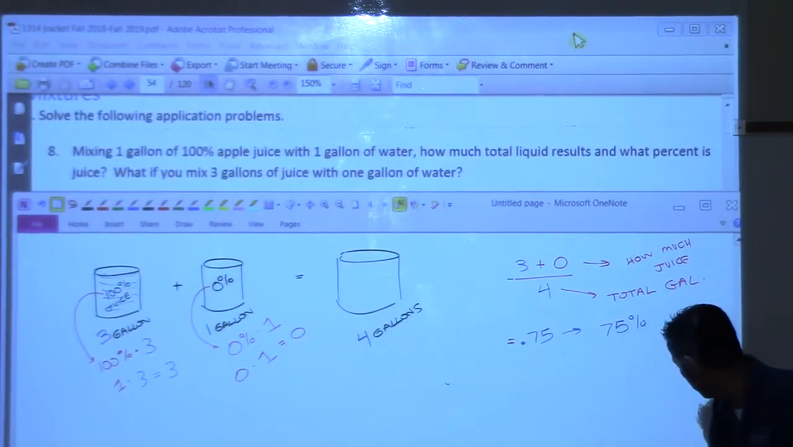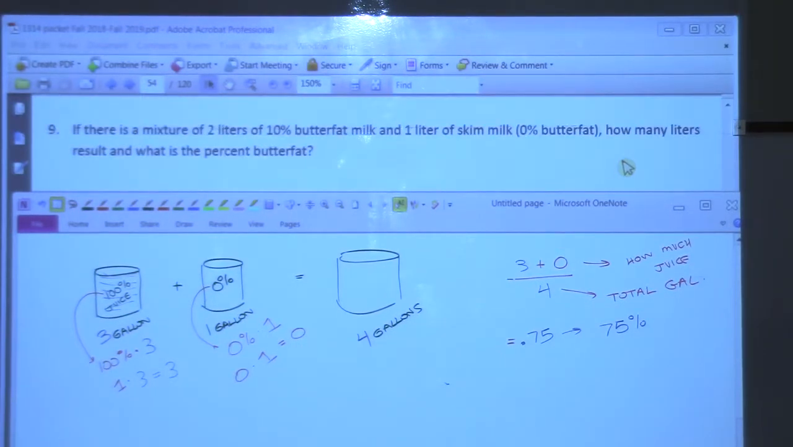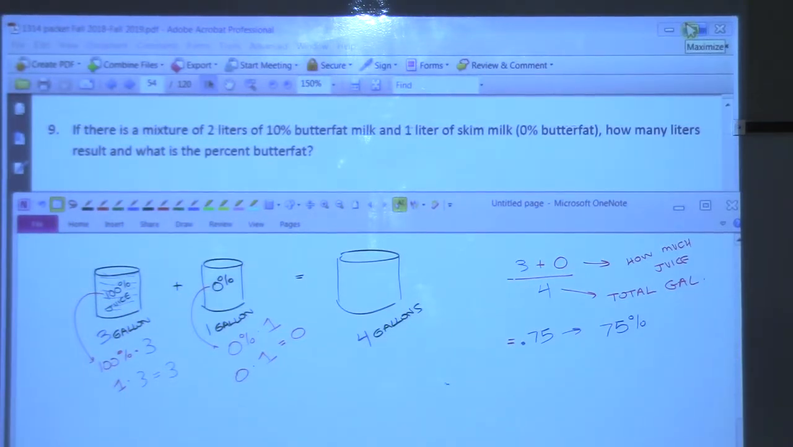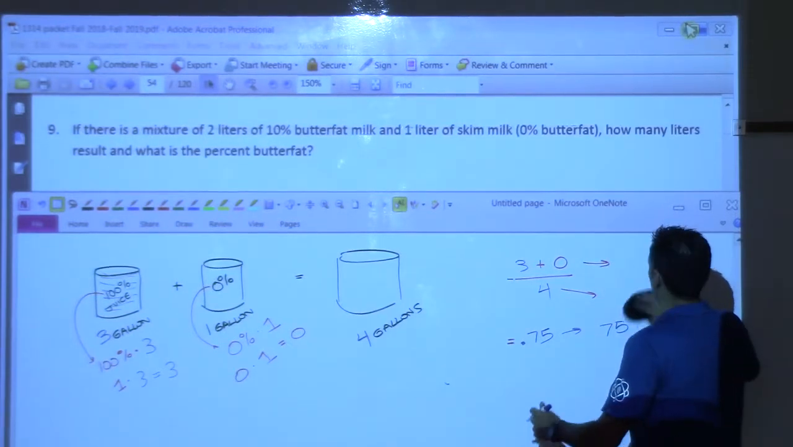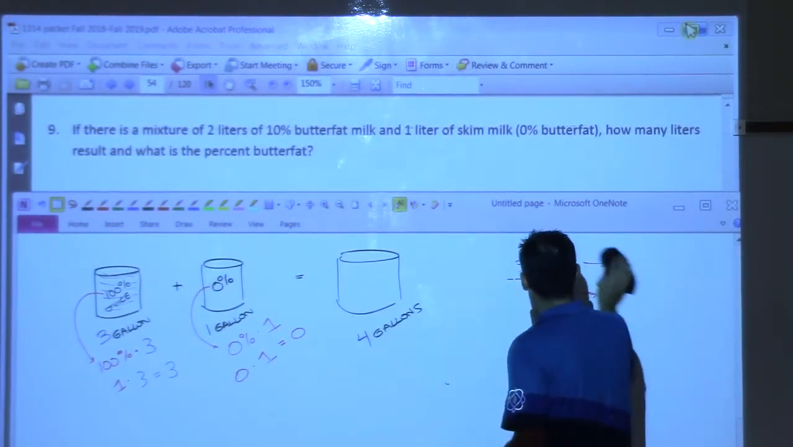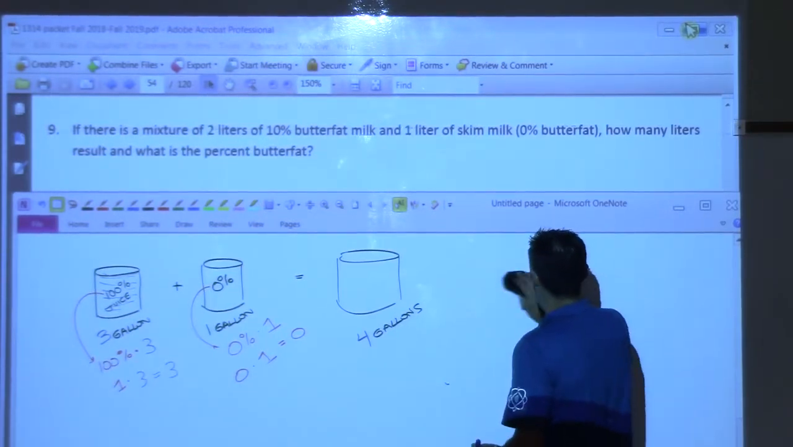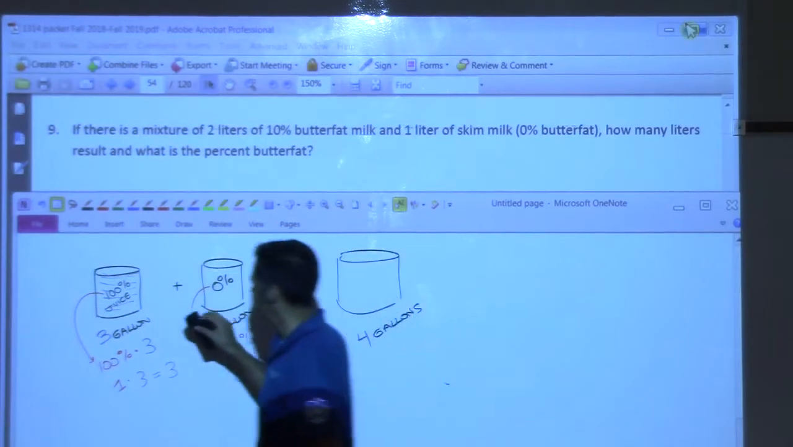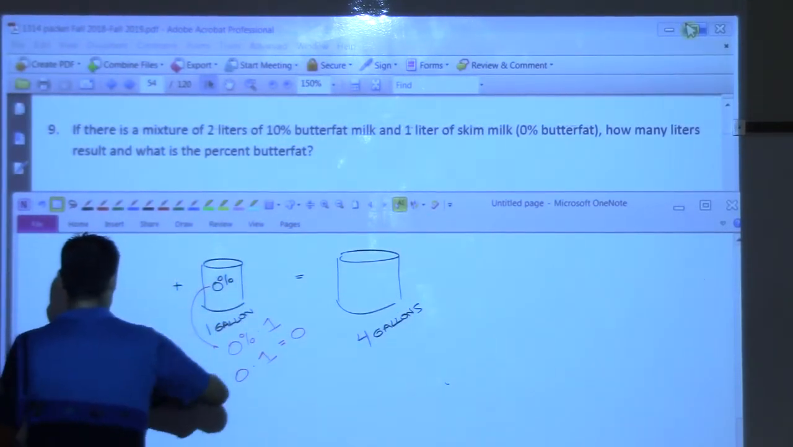Now let's do another one, because that first one is kind of basic. All right. If there is a mixture of 2 liters of 10% butterfat milk and 1 liter of skim milk, which has 0 butterfat, how many liters result and what is the percent of butterfat? Okay, so basically this is like milk, okay? And when you say it's 10%, we're saying in that milk, 10% of it is fat. And if you're looking at skim milk, then you have no fat in that milk, right? So it's kind of like the juice, but talking about a different substance.